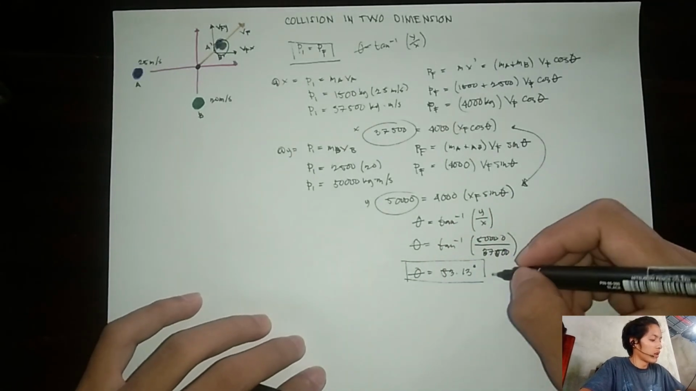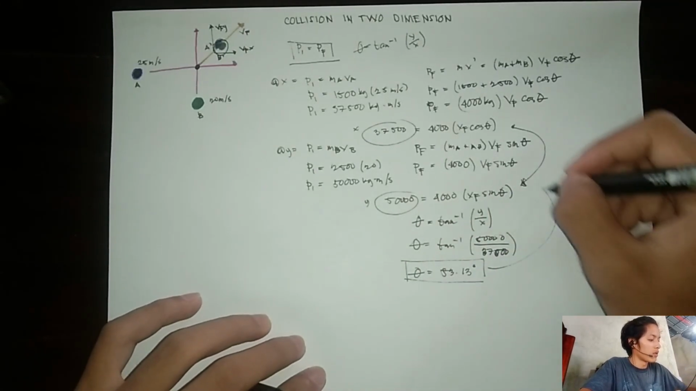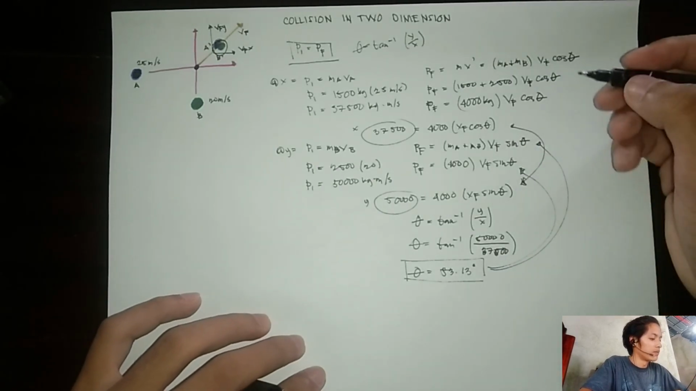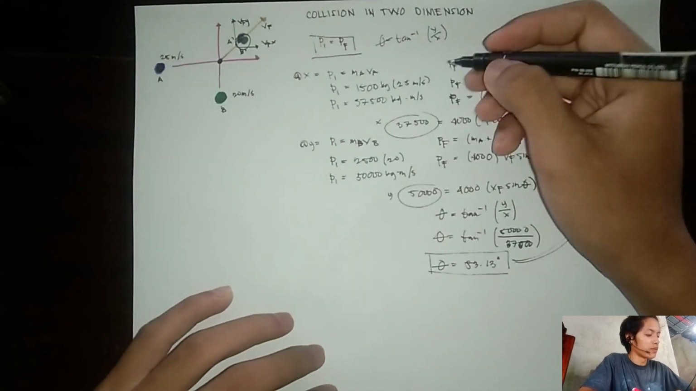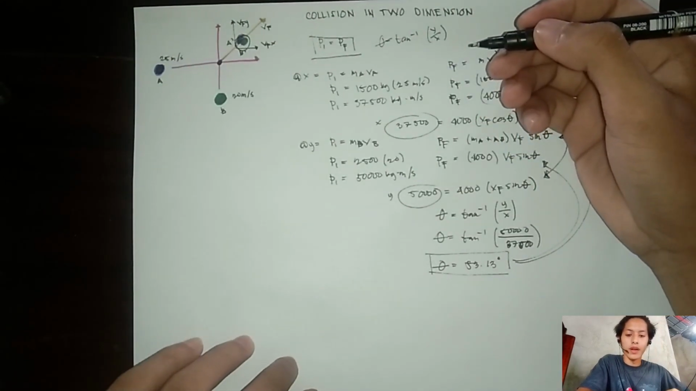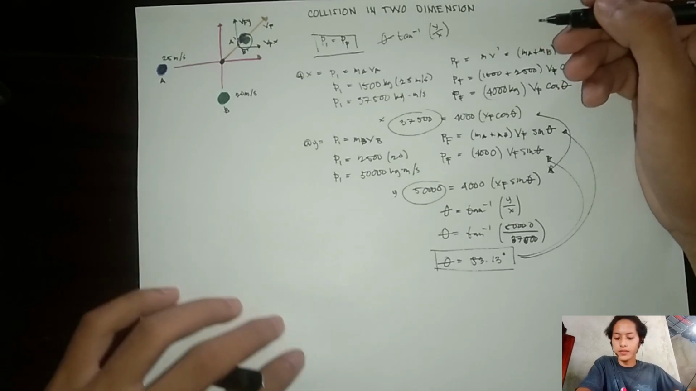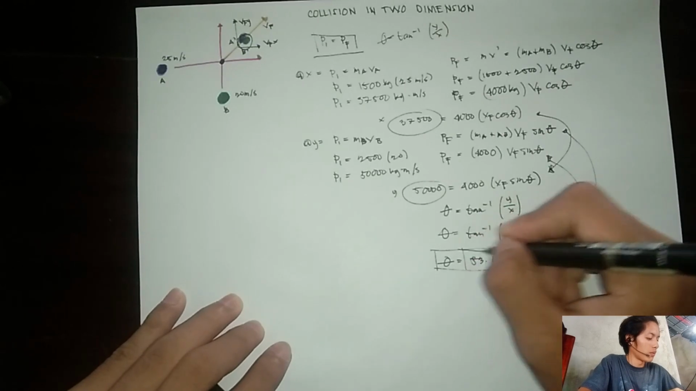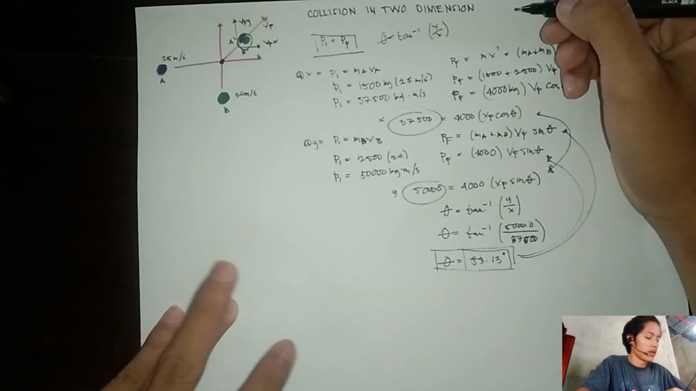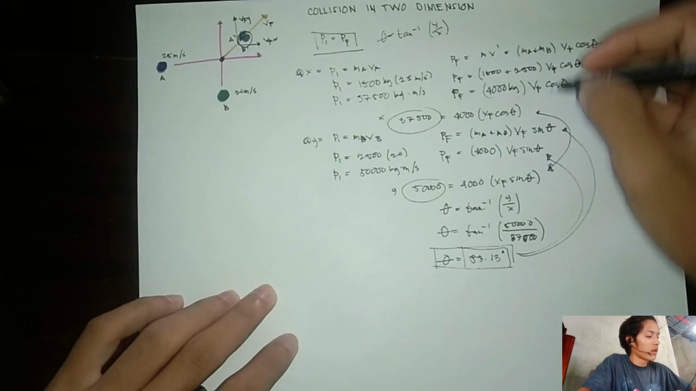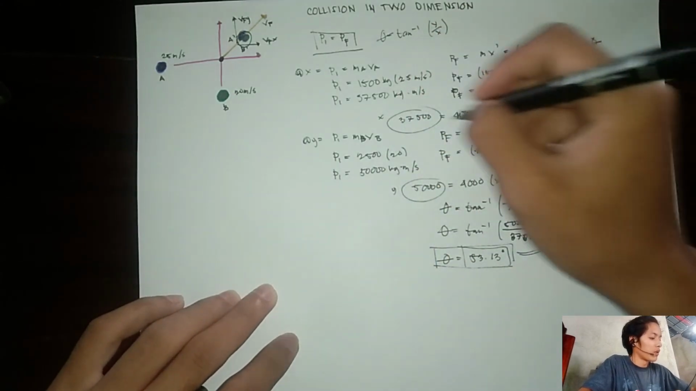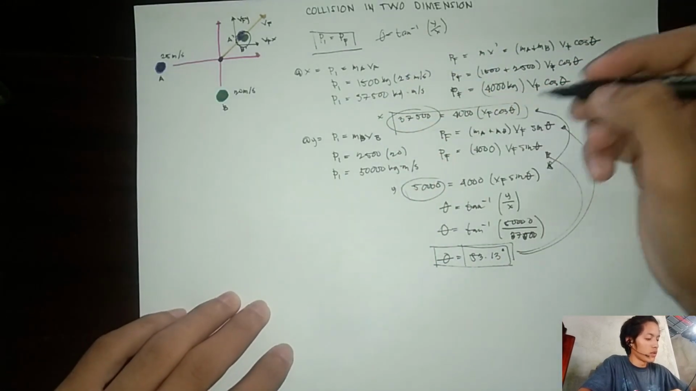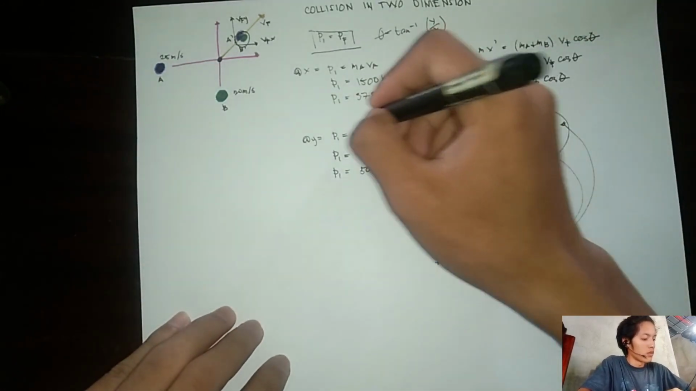Meron na tayong theta, pwede na nating i-substitute sa mga theta. So, pinapahanap yung magnitude ng velocity at yung direction. Ito na yung direction ng velocity natin. Ang kulang na lang natin is yung magnitude. Kahit saan dito, pwede tayong gumamit ng isang equation kahit alin dyan sa dalawa. So, gamitin natin to.